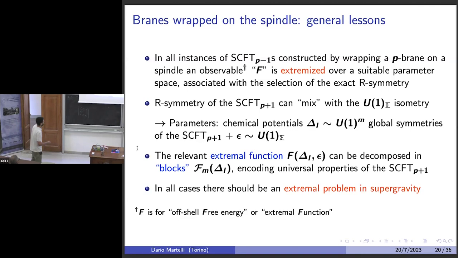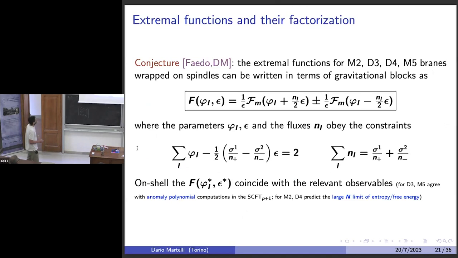And then if you remove the word supergravity, in geometry, right? So based on the knowledge and examples at the time, about two or three years ago, in a first paper with my postdoc Federico Faedo, we made a conjecture. We proposed that in all possible cases, well, I mean, this is almost true. In all possible cases where you can take a brane and wrap it on the spindle, then this function that you need to extremize, you can decompose in terms of these more elementary blocks. This conjecture of course was based on many examples which worked, and then one can test it.